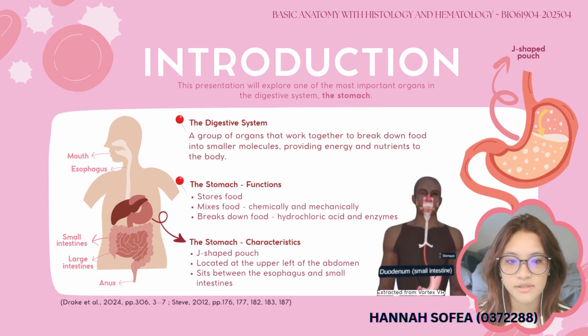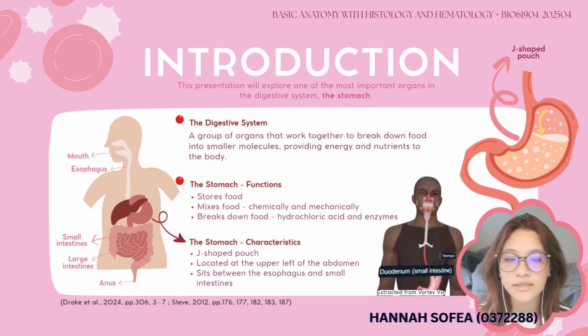So what is the digestive system? The digestive system is made up of the gastrointestinal tract, which contains the mouth, esophagus, the stomach, small and large intestines, and the anus. So this group of organs work together to break down food into smaller molecules, which provides energy and nutrients to the body.